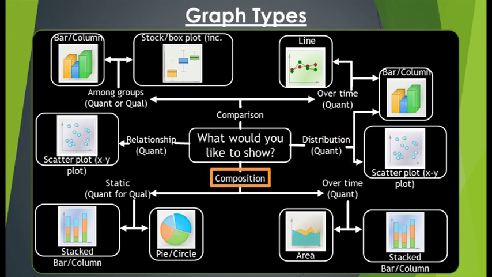Lastly, for the composition of something, you can look at it as a point in time or static setting, which will usually have quantitative data for qualitative categories, and you can use either stacked bar graphs or pie charts. If you want to see the change of a composition over time, then an area graph or stacked bar graph are best. For example, what is the composition of transportation for UNM students? What percentage use bikes, cars, buses, or other forms of transportation?